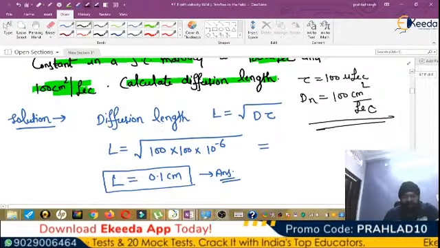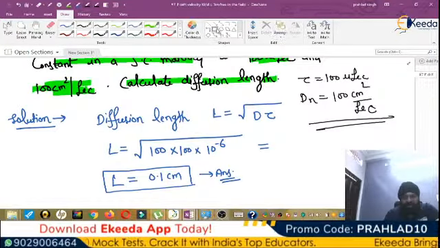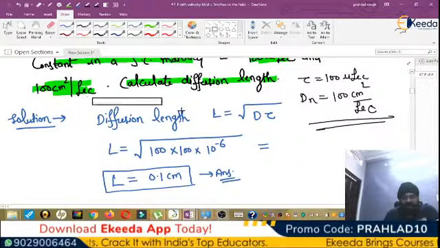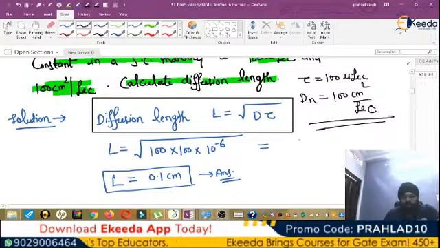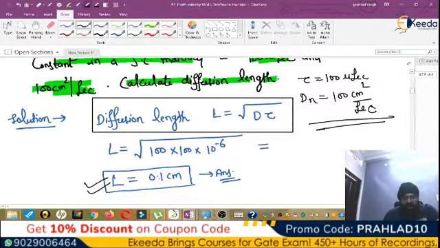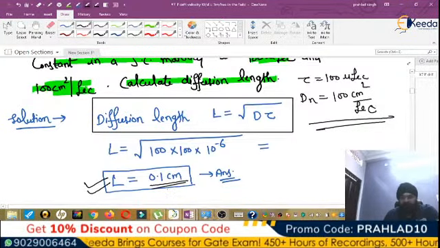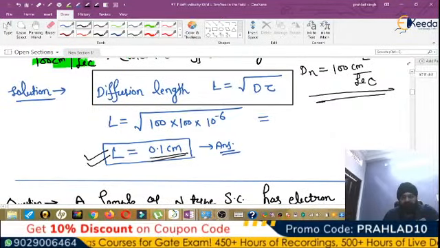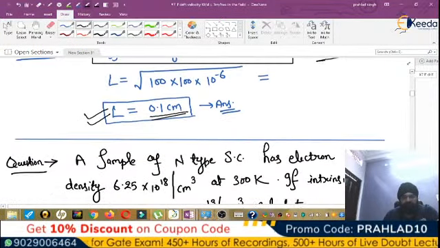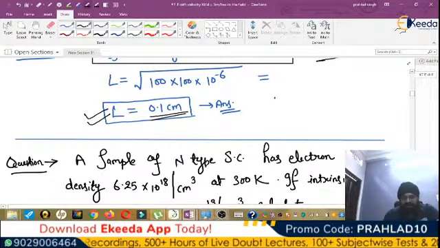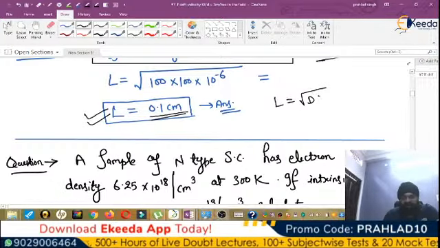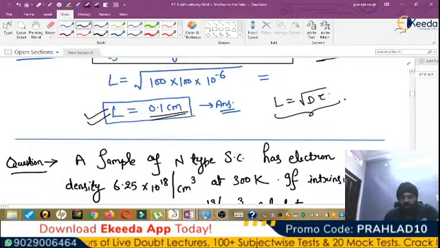So the formula of the diffusion length is L equals under root of D into tau, and we will calculate. So the value of L is 0.1 centimeter. Okay, so L is the diffusion length, and the simple expression for L is under root of D into tau.